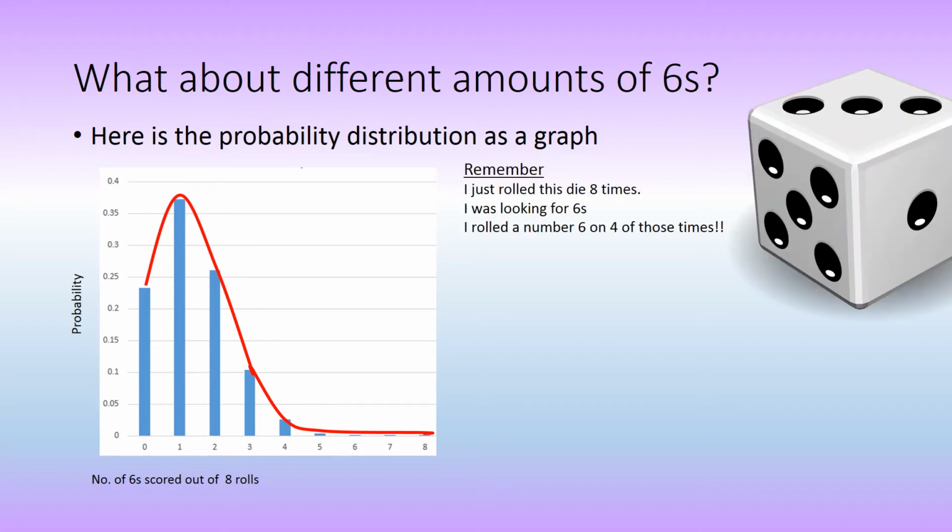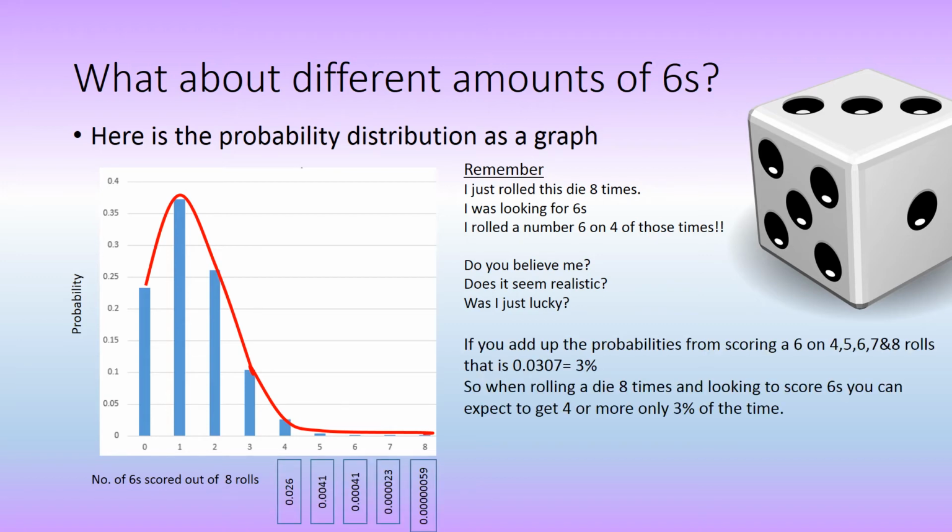So let's remind ourselves, I just rolled a die 8 times, I was looking for sixes, I rolled a 6 on 4 out of those 8 times, and I asked you, do you believe me? Does it seem realistic? Was I just lucky? Well, we've already had a look at the probability of me getting 4 sixes out of those 8 times, and it was something like 2% of the time. Well, let's have a look at this.